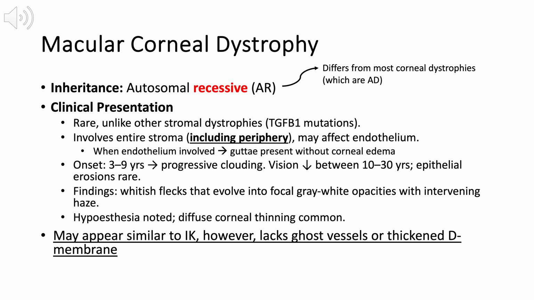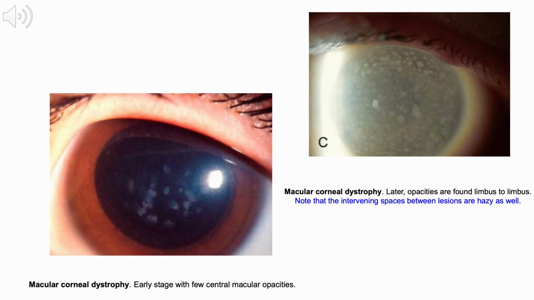It can mimic interstitial keratitis, but the key distinction is that macular dystrophy does not show ghost vessels or a thickened Descemet's membrane. Here we can see the clinical appearance of MCD. In the early stages, there are only a few central macular opacities. As the condition progresses, the opacities spread throughout the cornea, extending from limbus to limbus.